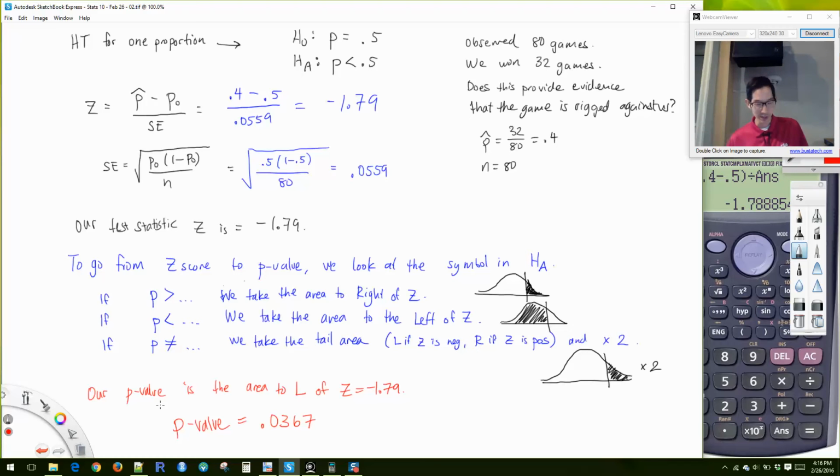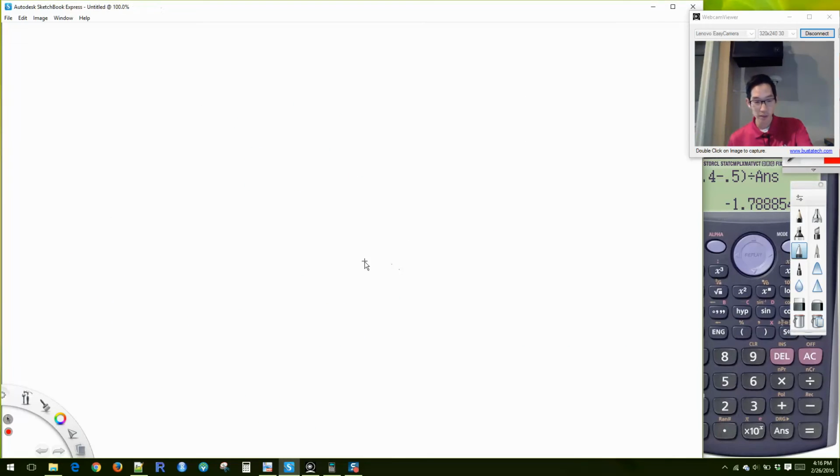So, okay, I'm going to just copy this onto the next slide, and this is where we make our interpretation, okay? So we get our p-value to be 0.0367. Okay, so part 4 would be interpretation. Okay, so our p-value is 0.0367.